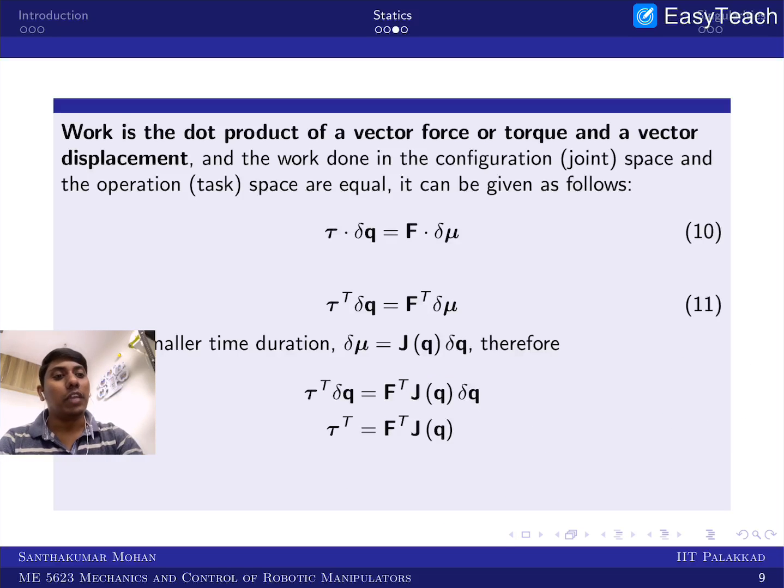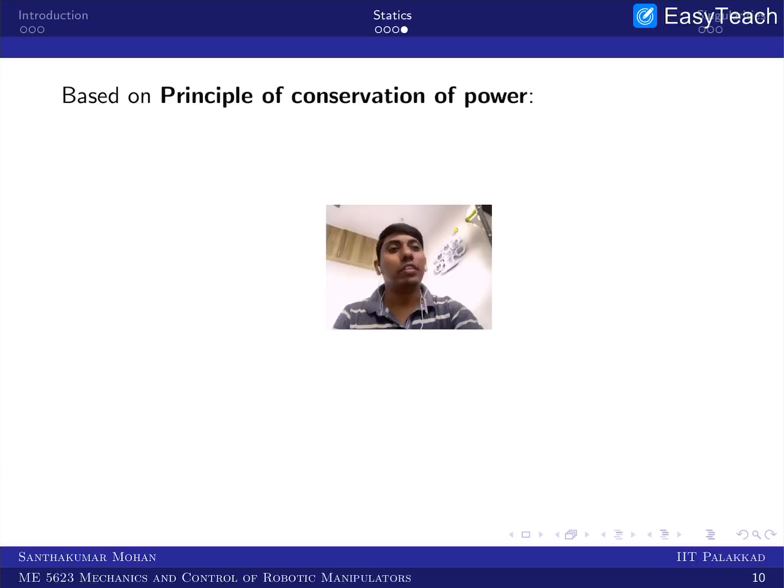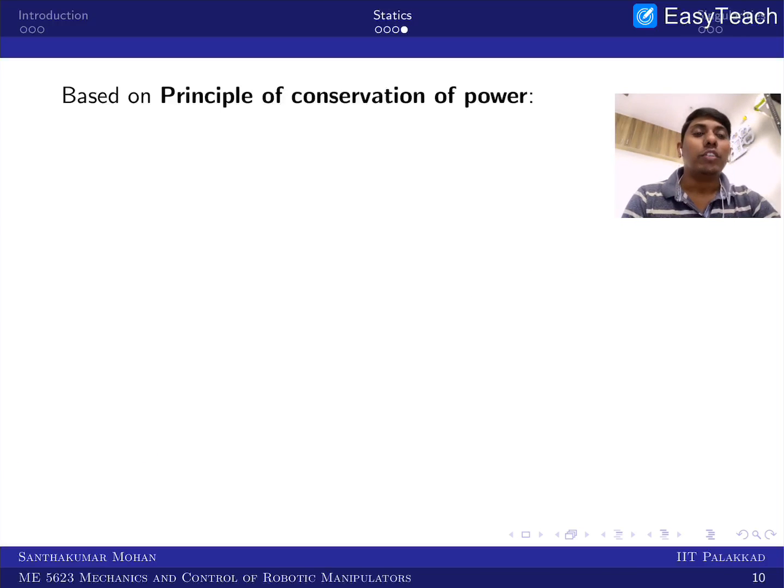This is what we are calling the static relation, or the statics of a robotic manipulator. The same thing you can obtain with the principle of conservation of power. It is again the dot product of the force and velocity vector.